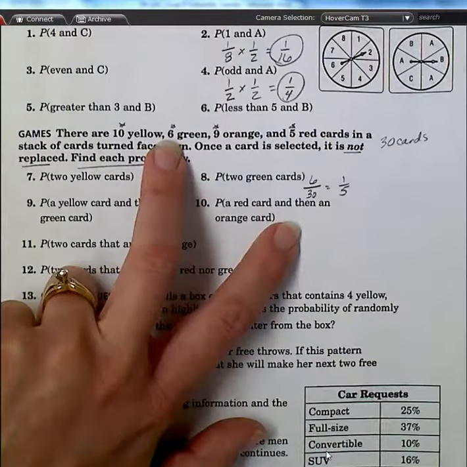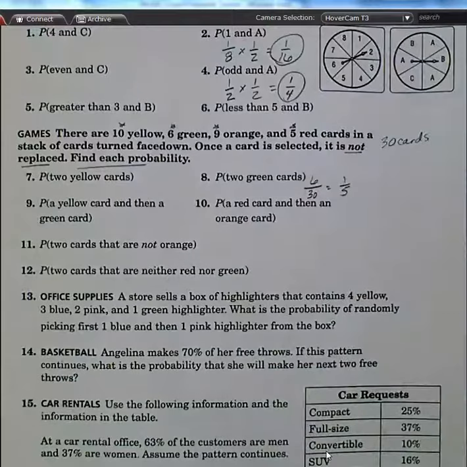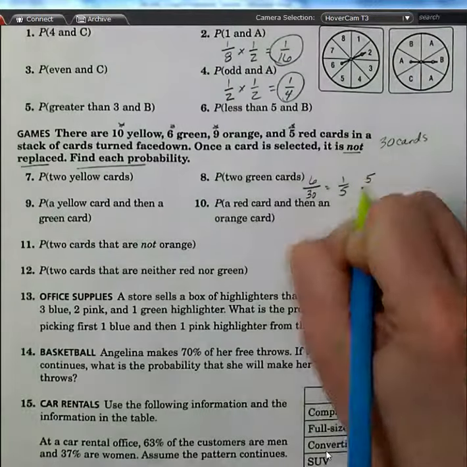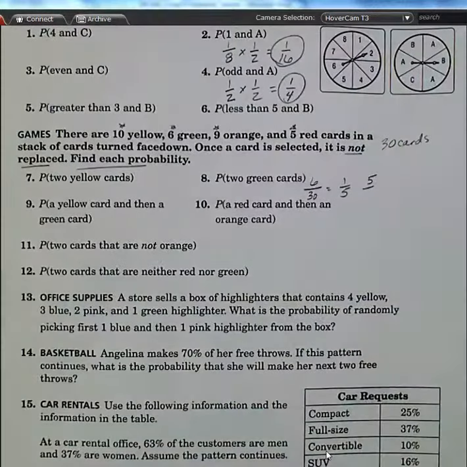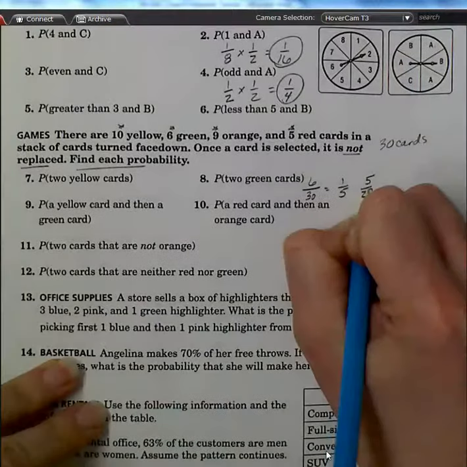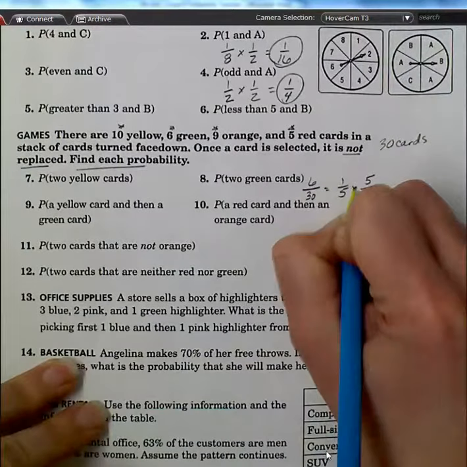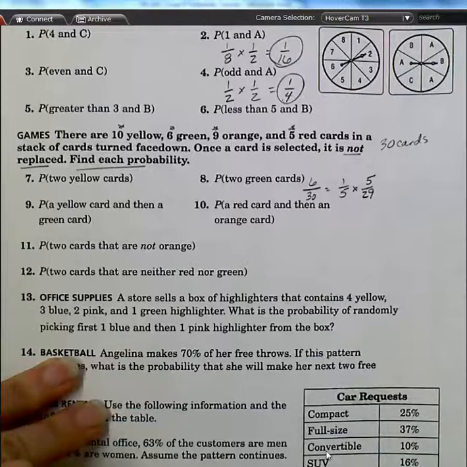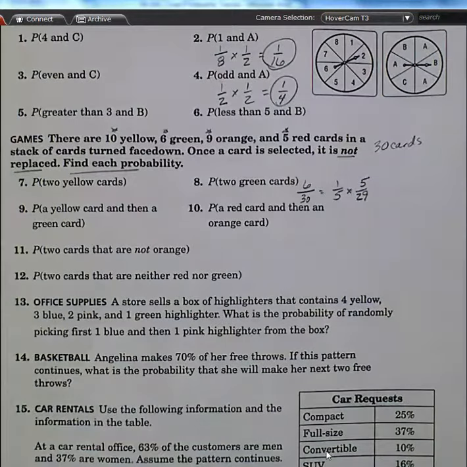Okay. But now I am hanging on to that green card. How many green cards are in that stack now? Gavin? No, because I'm hanging on to one. So how many are there? So there's 5 left over. And since I'm hanging on to one, how many are left in the stack? There's not 30 anymore. There's how many? 29. So the denominator changes because this is a dependent event. Dependent event means the denominator of the second one changes because you're hanging on to one.